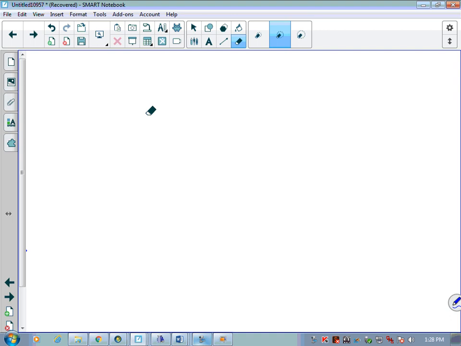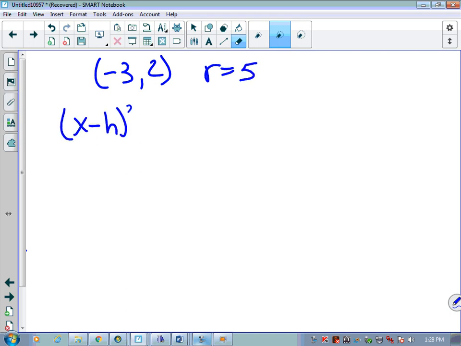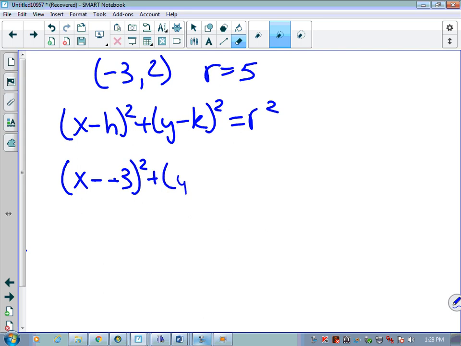Okay, 14. So the answer on 13 was yes. At the end of it, the answer was yes. Okay, 14, find the standard form of the equation of a circle whose center is at -3, 2, and has a radius of 5. So our standard form of the equation is x minus h squared plus y minus k squared equals r squared. So we're going to plug these things in. So I get x minus -3 squared plus y minus 2 squared equals 5 squared.